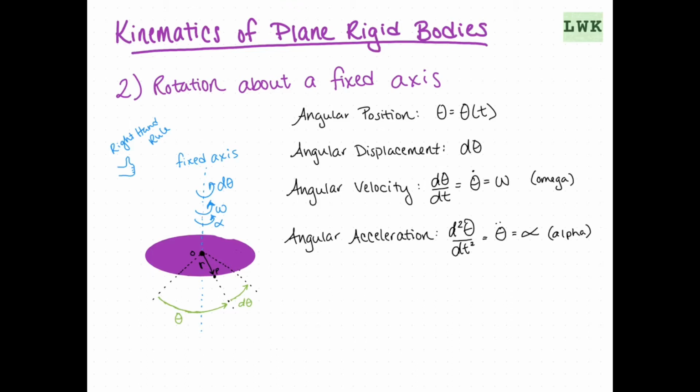Another important thing to note is that any line on the body is going to have the same angular velocity and acceleration. We also can say that alpha is equal to omega d omega over d theta. That's just another way that we can define alpha. Now, if alpha equals a constant, we can use a certain set of equations, and these should look pretty familiar.